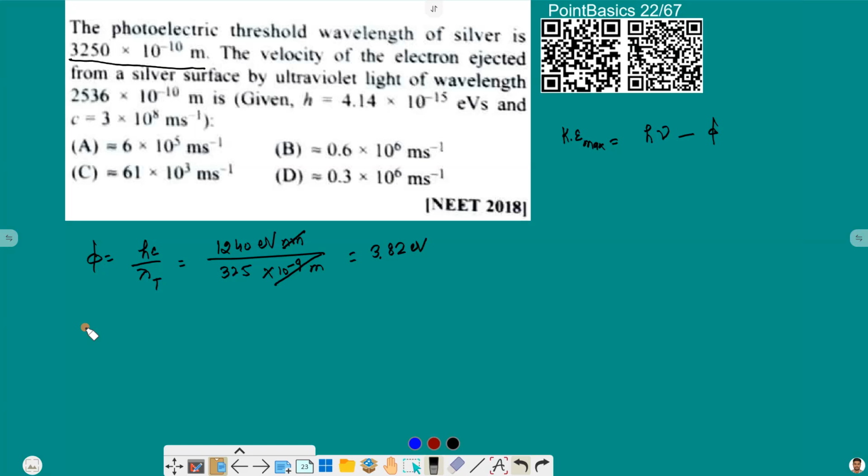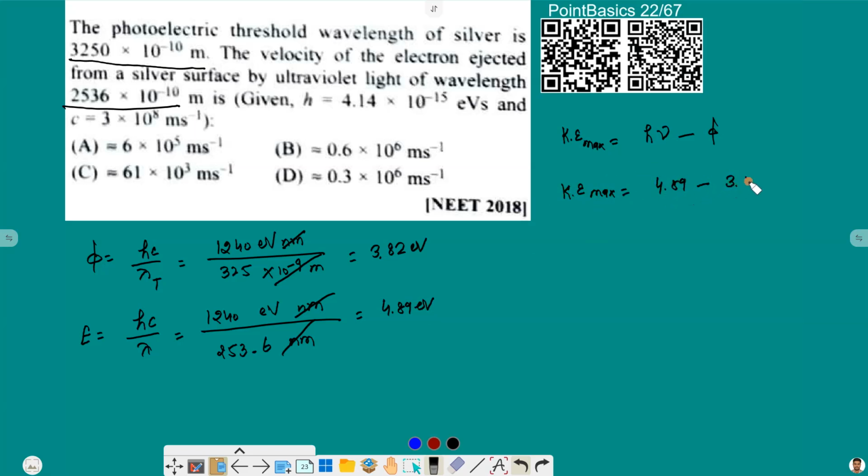Now the energy of the incident radiation can be calculated using a similar formula, hc by lambda, that will be 1240 electron volt nanometer divided by 253.6 nanometer from this, and nanometer again gets cancelled out, and energy comes out to be 4.89 electron volt. So maximum kinetic energy KE max will be equal to 4.89 minus 3.82, and that is basically in electron volt.